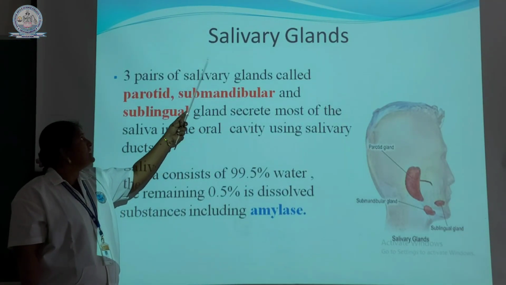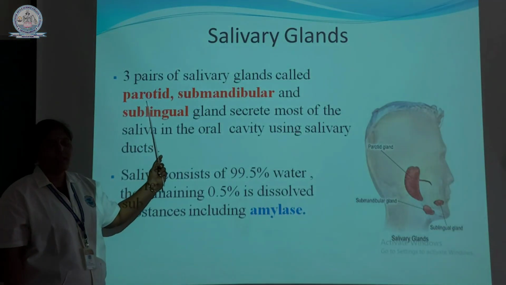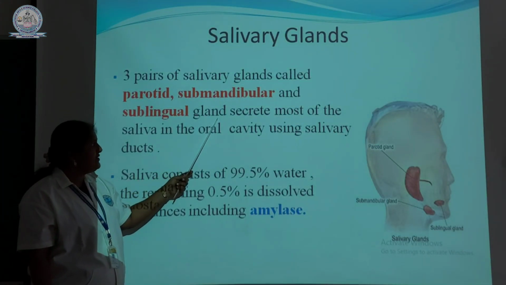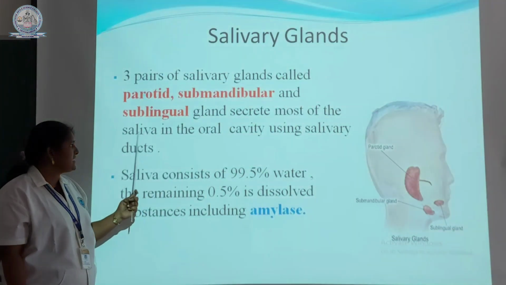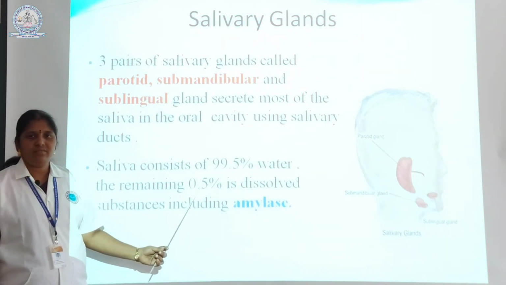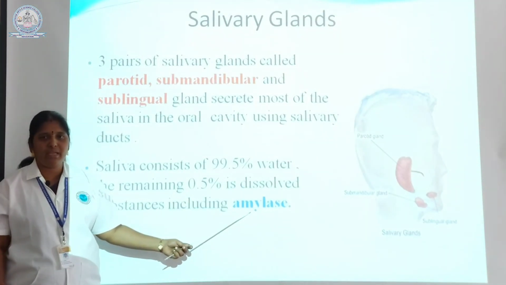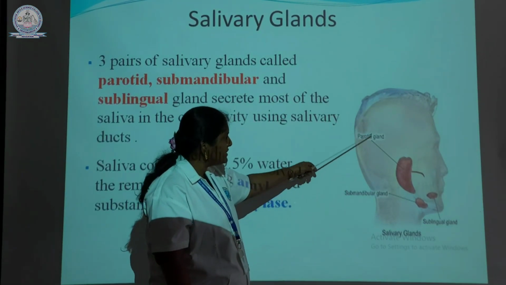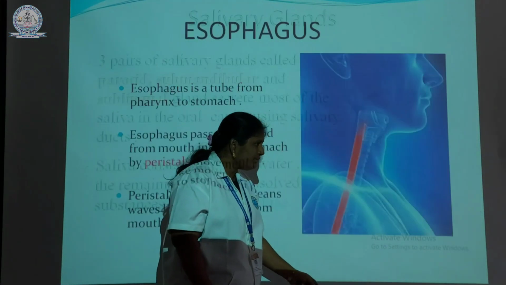Next, salivary glands. In humans, there are 3 pairs of salivary glands. They are called parotid, submandibular and sublingual. The salivary glands secrete most of the saliva in the oral cavity using salivary ducts. Saliva consists of 99.5% water and the remaining 0.5% is dissolved enzymes including amylase. This image indicates the 3 types of salivary glands: first one is parotid, then submandibular and sublingual.